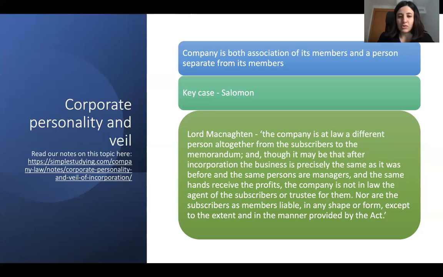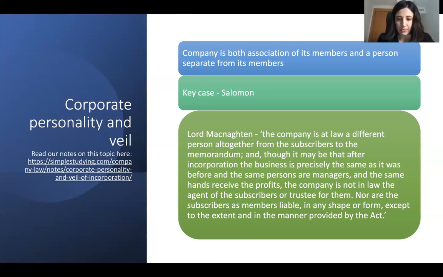In this case, Lord Macnaghten said that the company is at law a different person altogether from the subscribers to the memorandum. And it may be that after the incorporation, the business is precisely the same as it was before, and the same persons are managers, but it's still not the same person. The company is a different person than its owners.